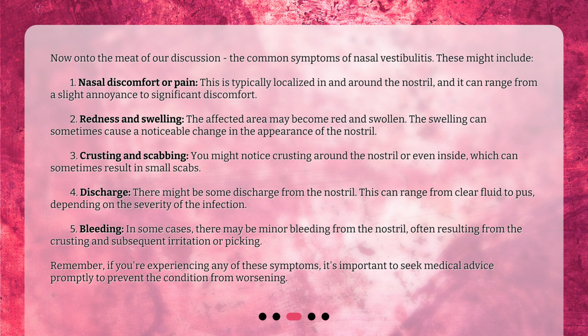3. Crusting and scabbing. You might notice crusting around the nostril or even inside, which can sometimes result in small scabs. 4. Discharge. There might be some discharge from the nostril. This can range from clear fluid to pus, depending on the severity of the infection. 5. Bleeding. In some cases, there may be minor bleeding from the nostril, often resulting from the crusting and subsequent irritation or picking. Remember, if you're experiencing any of these symptoms, it's important to seek medical advice promptly to prevent the condition from worsening.